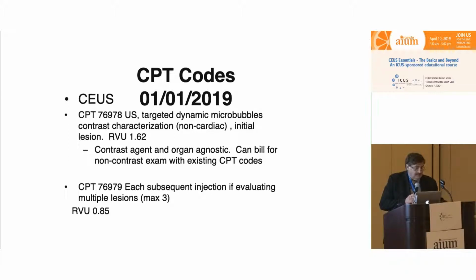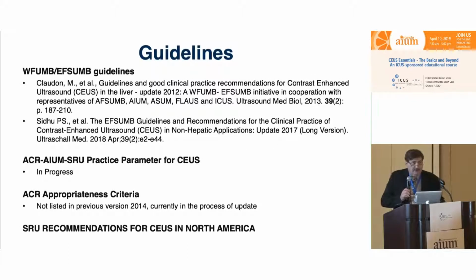It has to be a separate lesion or a separate organ, and you can use 76979, and the RVU for that is 0.8. So I think that's going to significantly increase the number of people who are going to be doing ultrasound contrast, because those of us that have been doing it for 20 years for nothing will all now get paid. So, and I'm sure a lot of institutions would not do this when they wouldn't get reimbursed.